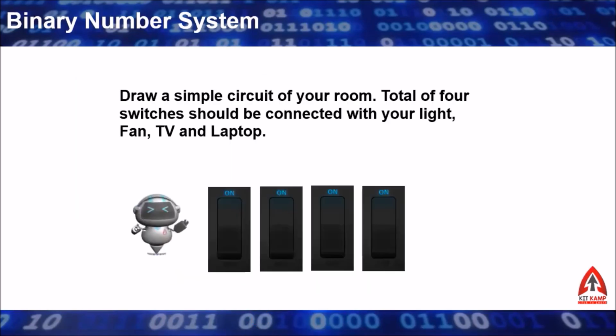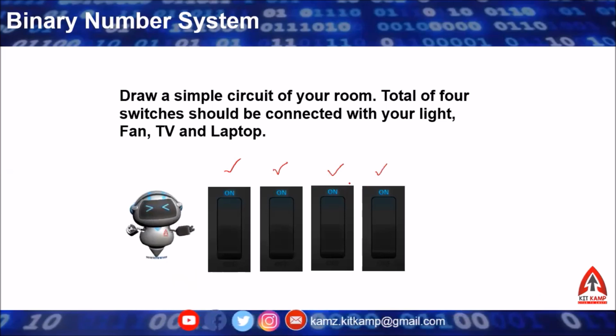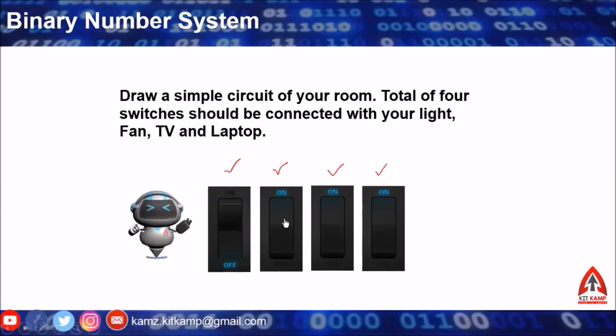Now let's draw a simple circuit of your room. A total of 4 switches should be connected with your light, fan, TV, and laptop. So the first switch is connected with the light, the second with the fan, then the TV, and the laptop. So they can either be on or they can be off.